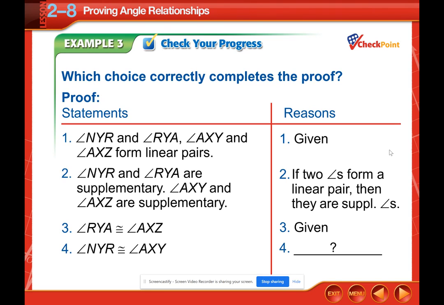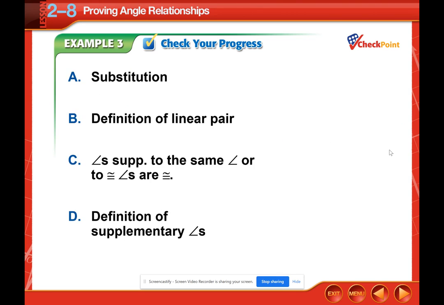And as a result, how do we get to NYR is congruent to AXY? Did we use substitution? The definition of a linear pair? That the angles supplementary to the same angle or to congruent angles are congruent, or the definition of supplementary angles?